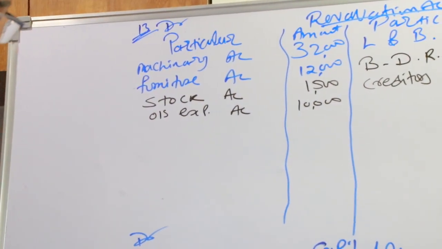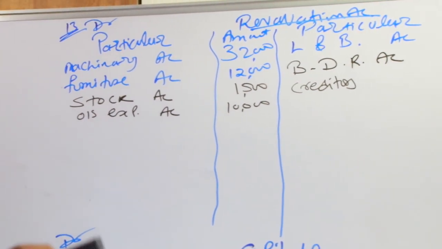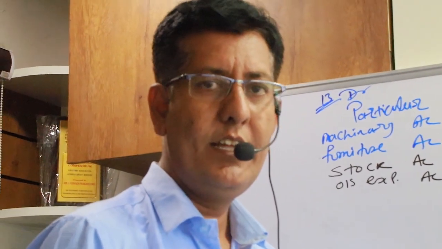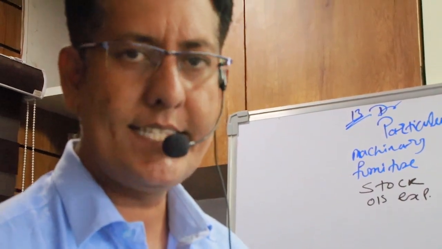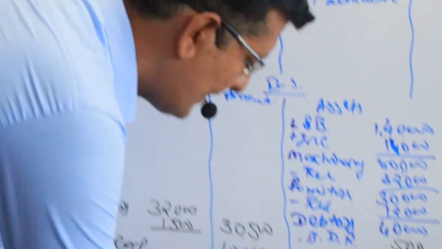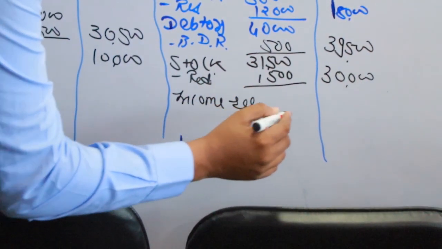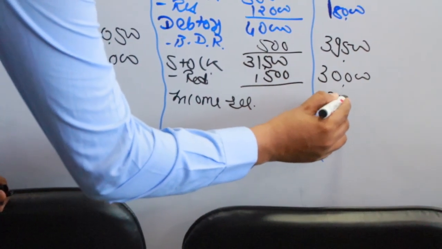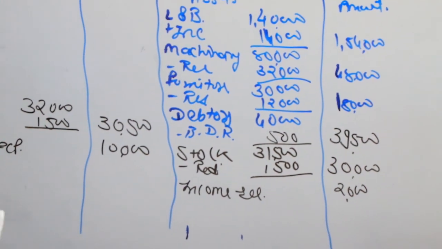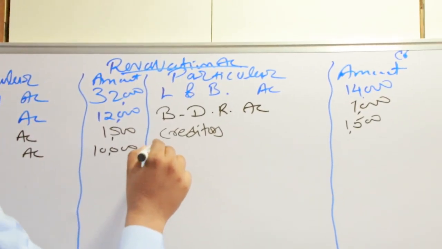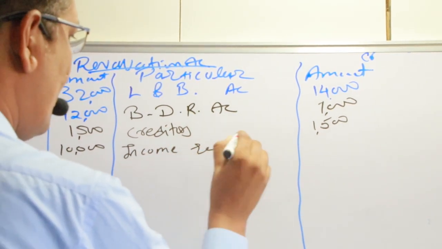Next one is income receivable. Income receivable means income still to be received. In future we will receive this money, so it is an asset for us. So where will it come here? Income receivable, amount should be 2,000. We will receive this money in future, so where will it come? Credit side, income receivable.